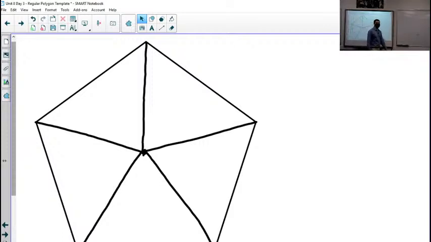And that has created some shapes that you should recognize. What kind of shapes did I just make? Triangles. And how many triangles were there? How many of the triangles did I make? 1, 2, 3, 4, 5. 5 triangles.